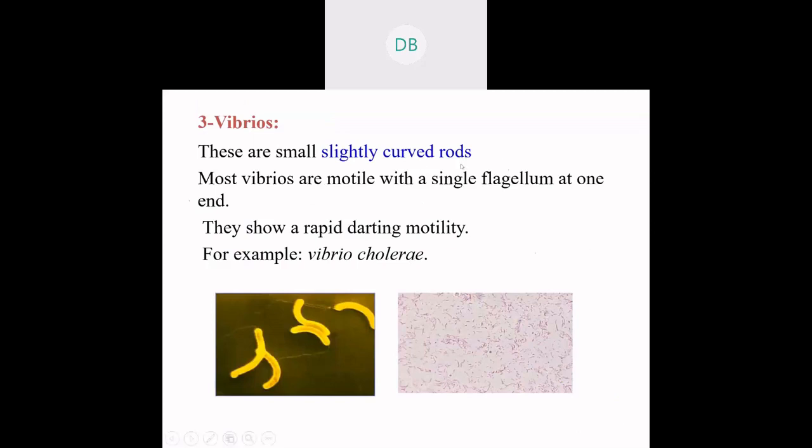Vibrios are slightly curved rods, and they have one flagellum, and they are very quick in their motility. In this figure, Vibrio cholerae is shown. So if you observe a comma-like structure with a flagellum, you can say that you have isolated vibrios.